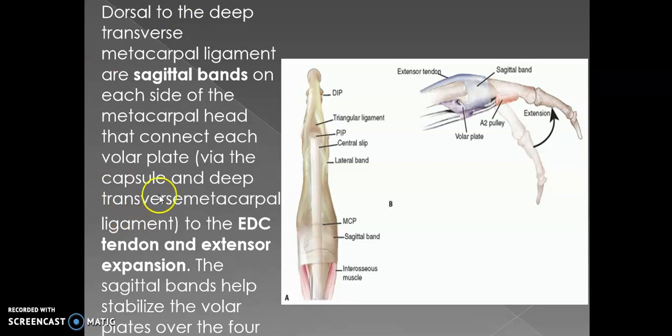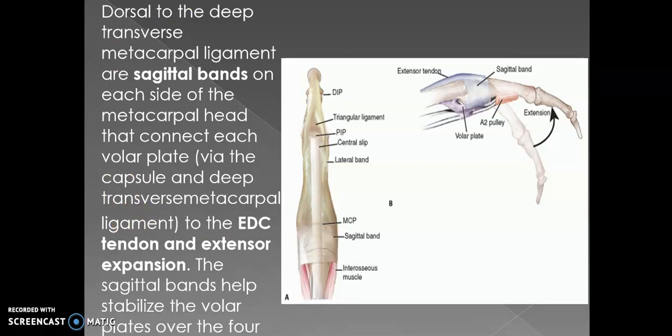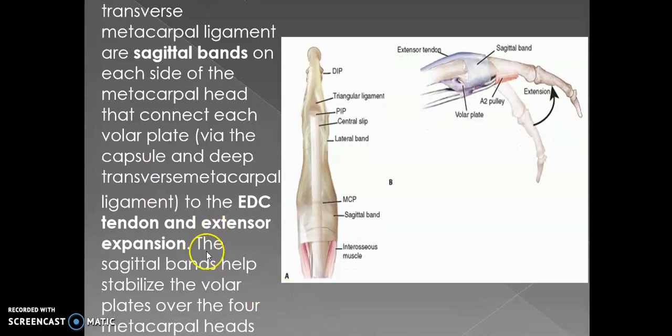So the sagittal band. So what is the biomechanical importance of the sagittal band? The sagittal bands help stabilize the volar plates over the four metacarpal heads. That's all.